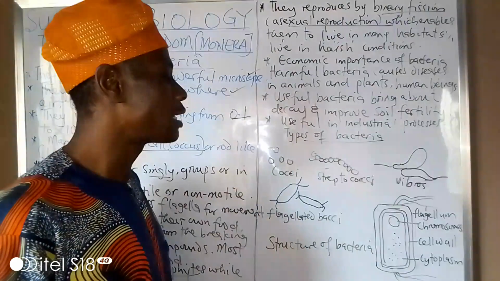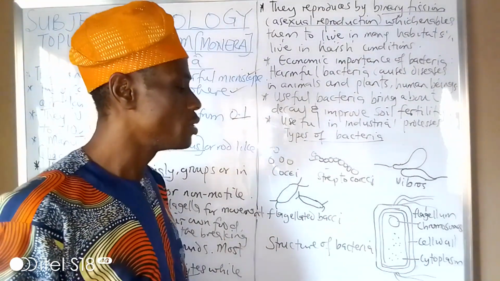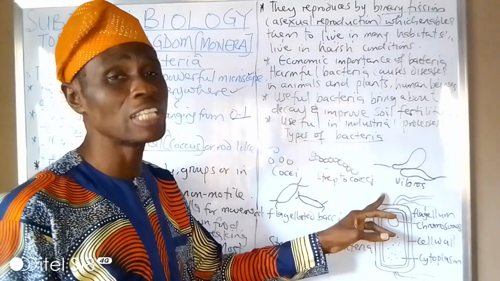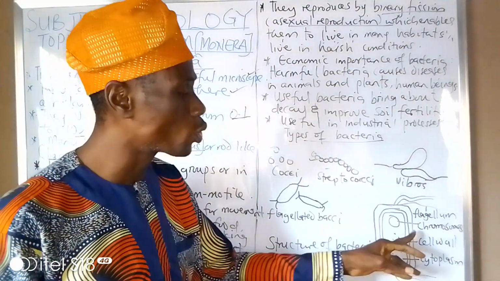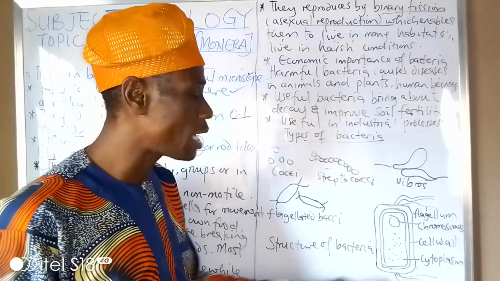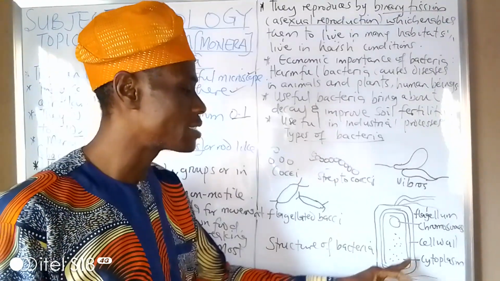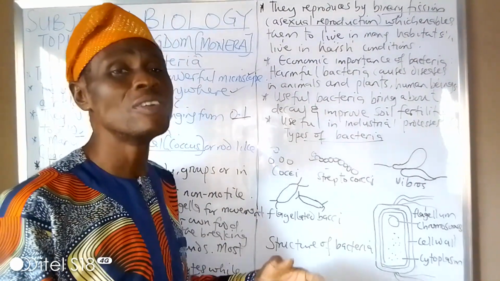Now, what about the last feature? A general feature, the structure of a bacterium. If you look at it very well, I put here some bacteria have flagellum, not all of them. Some have flagellum for movement. We also have the chromosome inside them that contains what? The DNA and the rest. We also have the cell wall. They also have the cytoplasm. So this one is a very simple structure of bacteria.